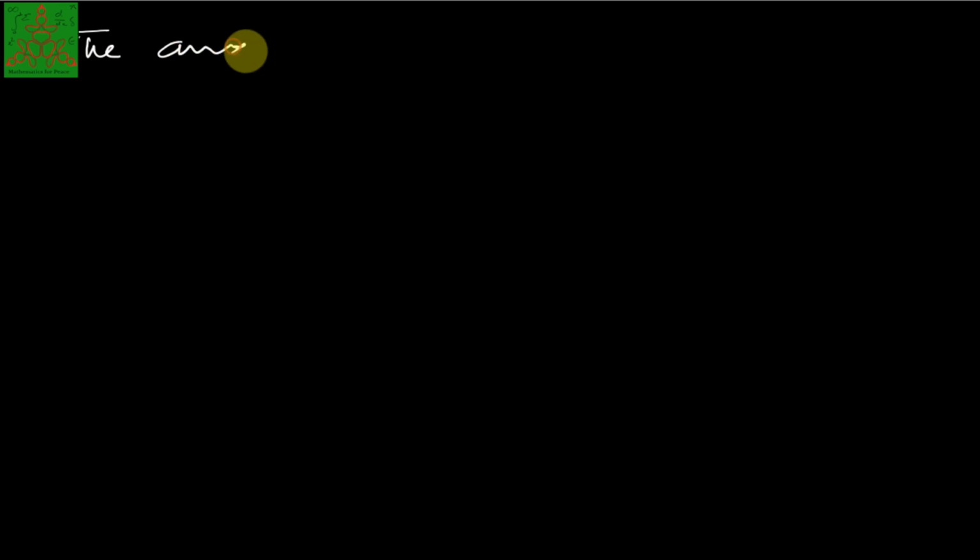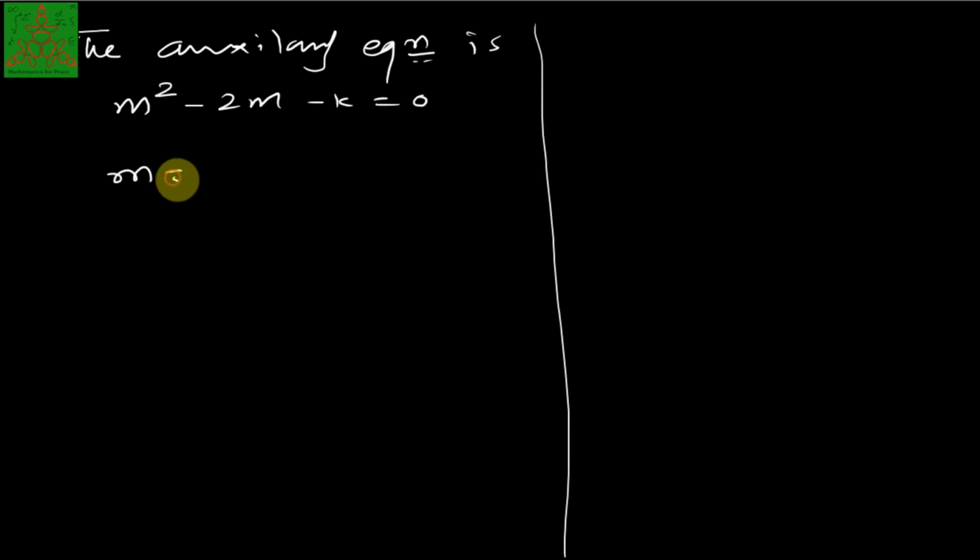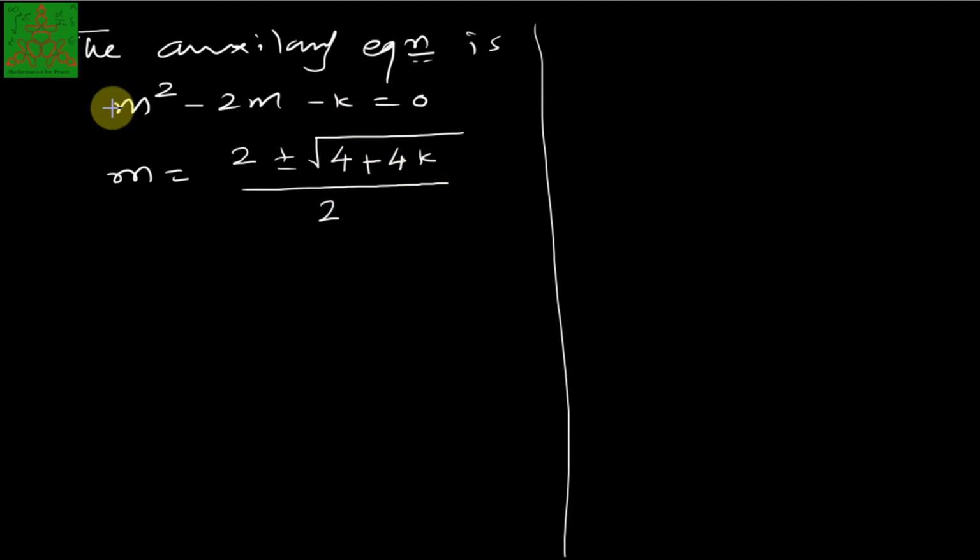The auxiliary equation is m square minus 2m minus k equal to 0. So that will give me m equal to, by the method of ax square plus bx plus c. This is a quadratic polynomial. So it gives me minus b, but minus b is 2. So that's why it is 2 plus or minus square root of b square, b square is 4, minus 4ac. A is 1, c is minus k, so that's why it is plus 4k, upon 2a. So a is 1, so that's why it will have 2. So if you simplify this, it will give me 1 plus or minus square root of 1 plus k.